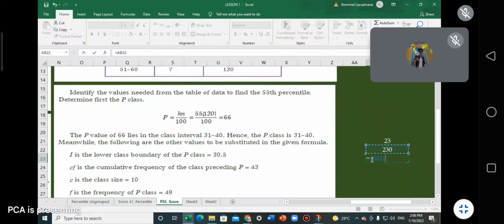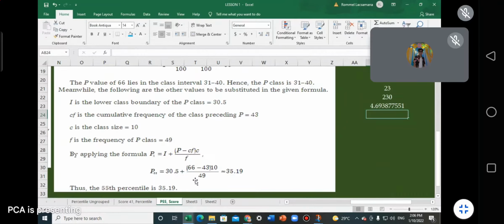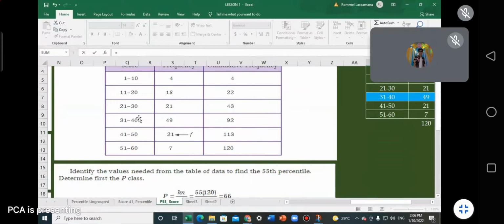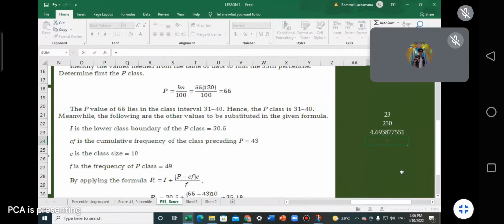Equals 23 times 10 divided by 49, and then you just add this one. The 30.5 is your lower class boundary coming from your class interval. This is 31 minus 0.5. So we just add 30.5. It's easy. Therefore, it's 35.19.